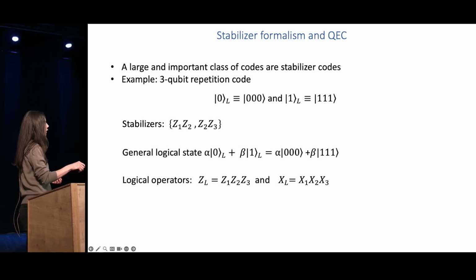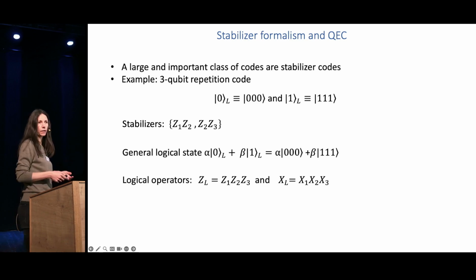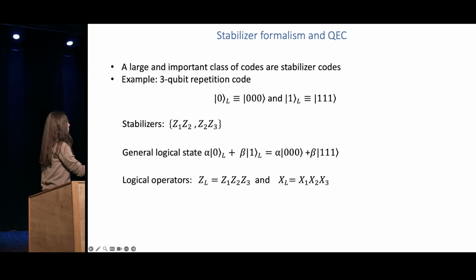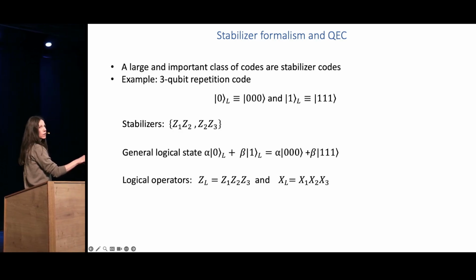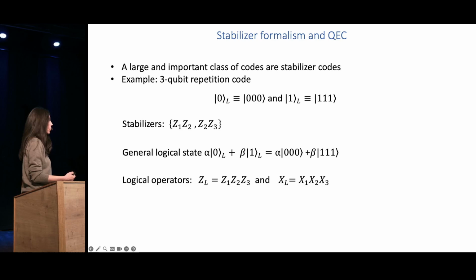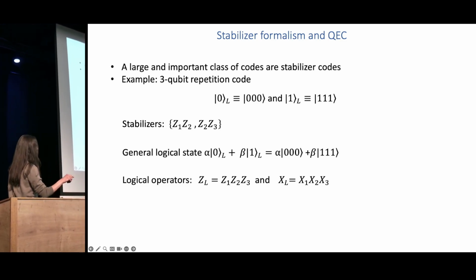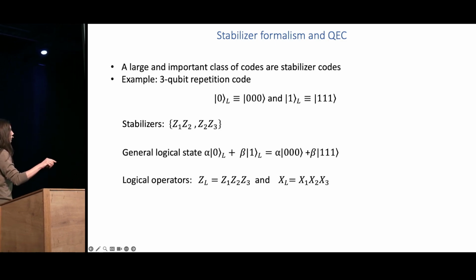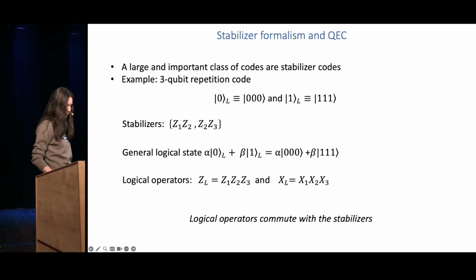So if I take z1, z2, z3, and I apply it to this state, I just get back that state with eigenvalue 1. But if I apply it to this state, what do I get? I get a minus sign, right? So this acts as a logical z, as it should. Now, if I take a product of 3 x's, this goes to that and vice versa, right? So this acts as a logical x, as it should.